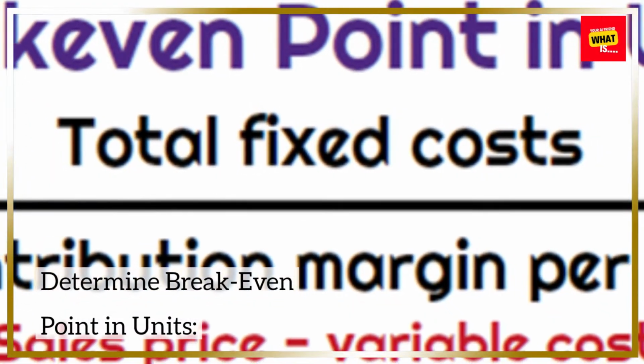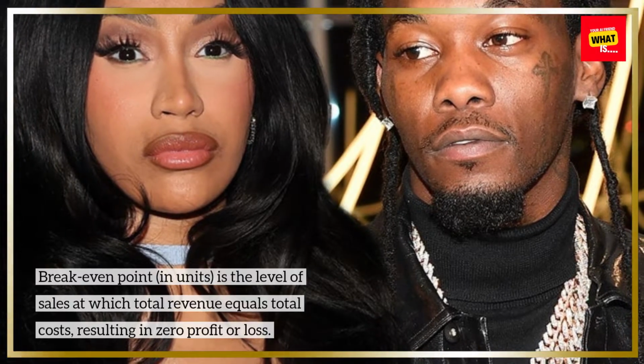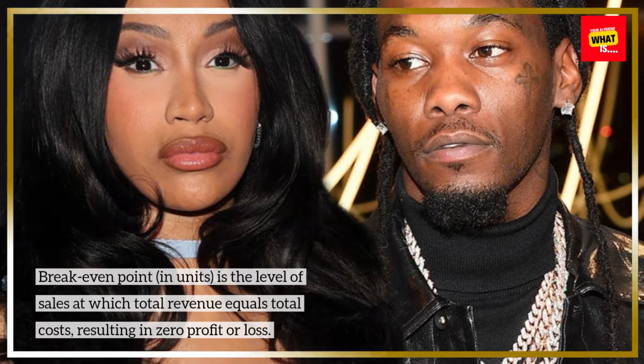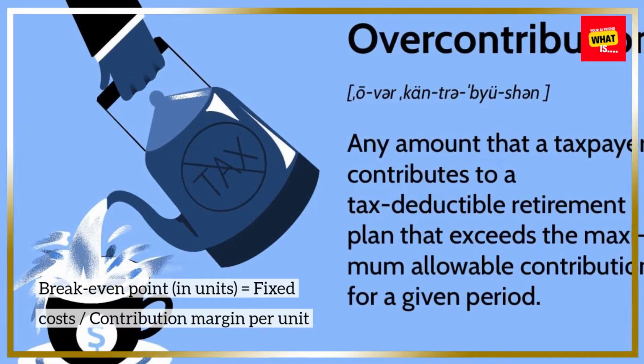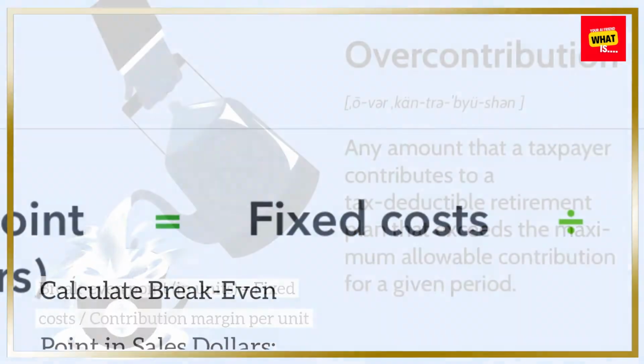Determine break-even point in units. Break-even point, in units, is the level of sales at which total revenue equals total costs, resulting in zero profit or loss. Break-even point, in units, equals fixed costs divided by contribution margin per unit.